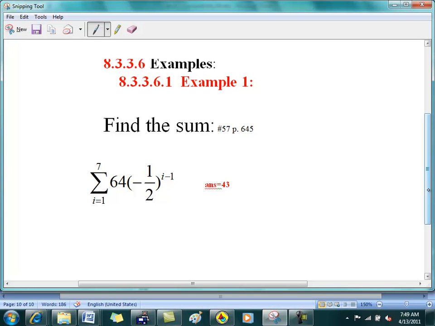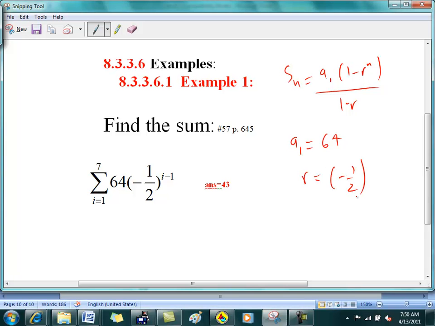So this is not an infinite sequence, okay? And the formula I'm going to use is this one here. What's A1 equal to? 64. What's R equal to? -1/2. And then you just go plug that in and check.